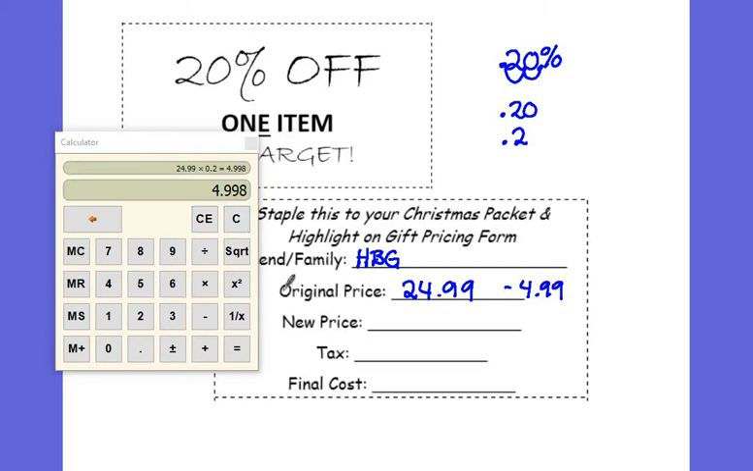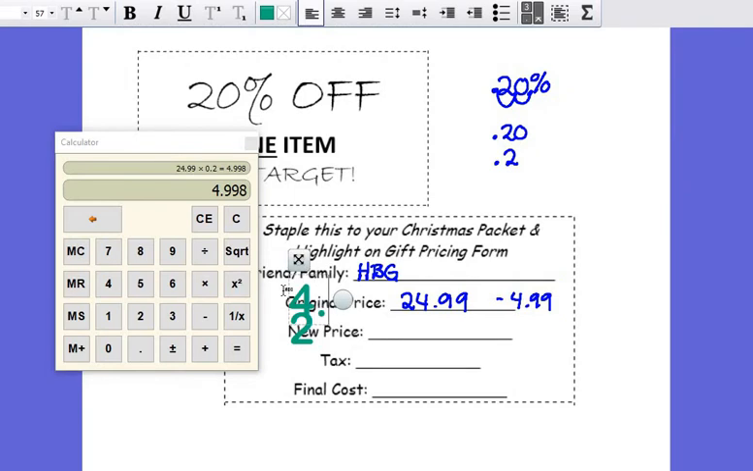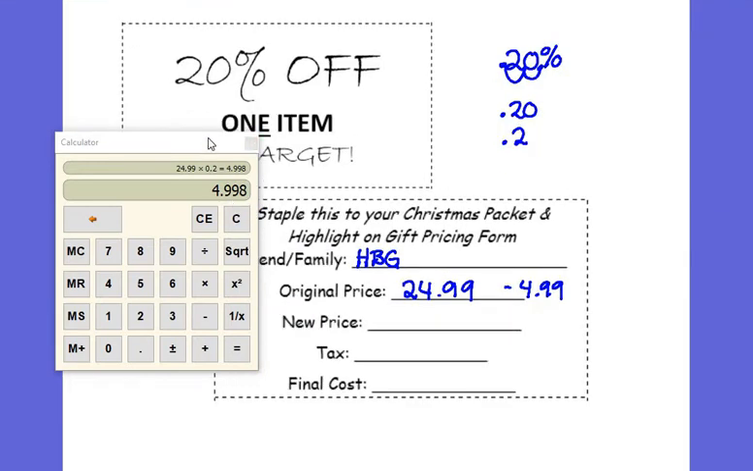I need to compute my, oh my goodness, what did I do? Delete. Okay, so I need to compute $24.99. I get to take off $4.99. Oh, how perfect is that? So my new price, how much am I spending on the goat? $20.